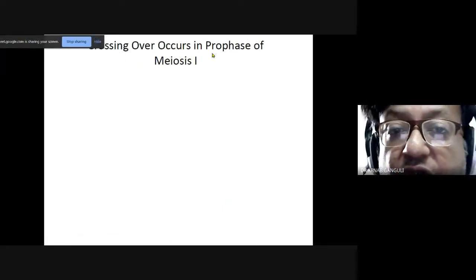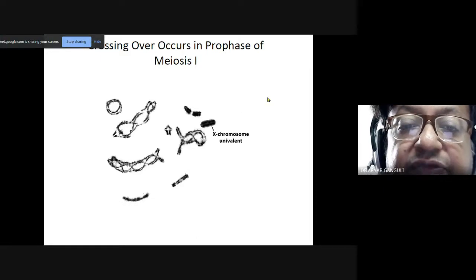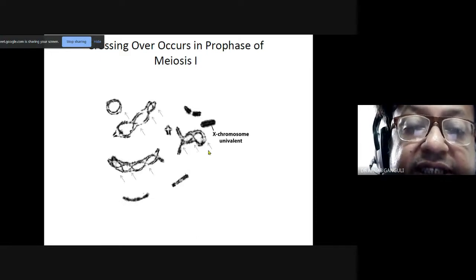So this crossing over occurs during the prophase of meiosis. You can see these are the crossovers. I have marked with the arrow. Are you able to see the arrow?